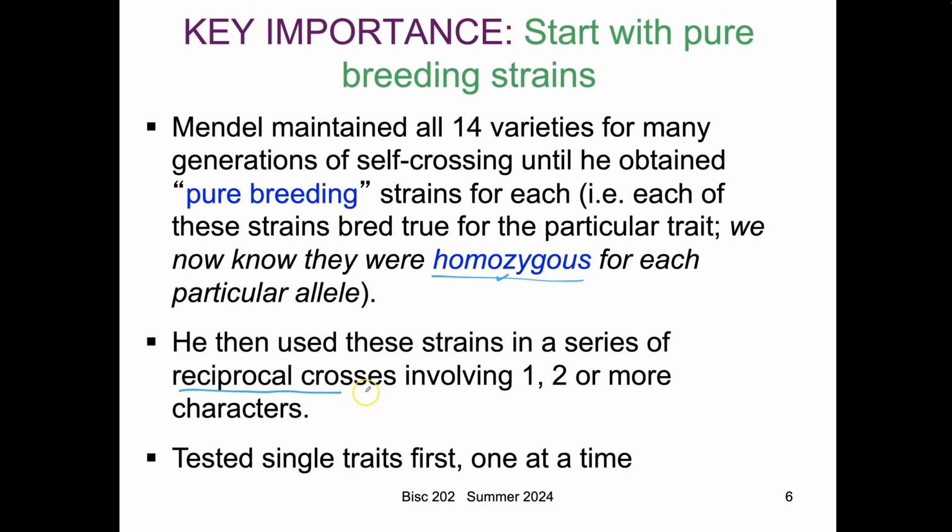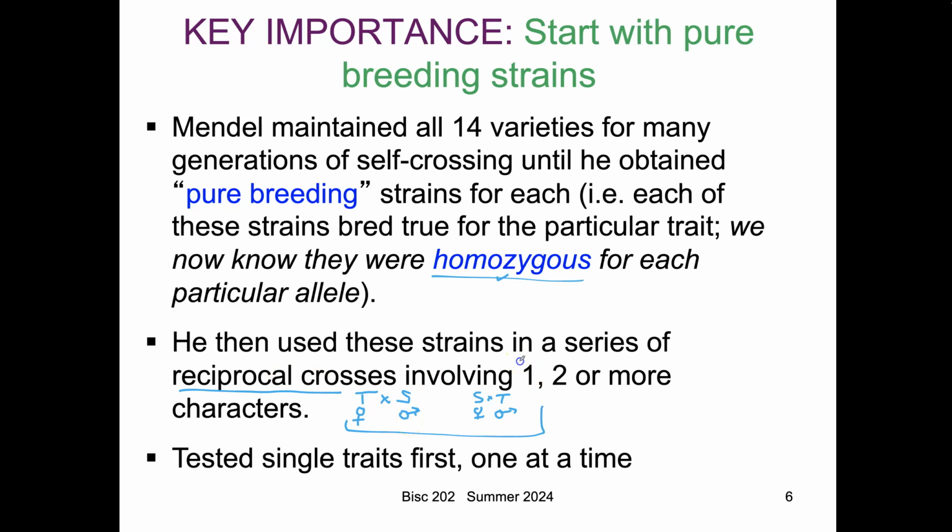Reciprocal crosses means, for example, if he crossed a tall by a short, and he used the female part of the tall plant and the male part of the short plant, and then he did it the other way. So he also did a short female cross to a tall male. Because you'll see in a lecture coming up that in some cases it does matter which parent is the female and which is the male.